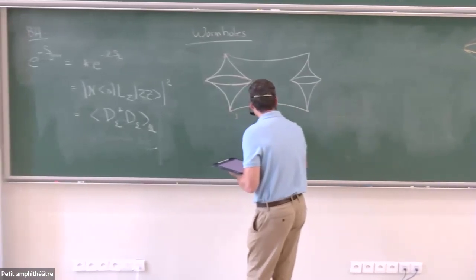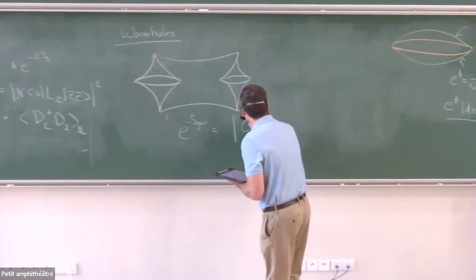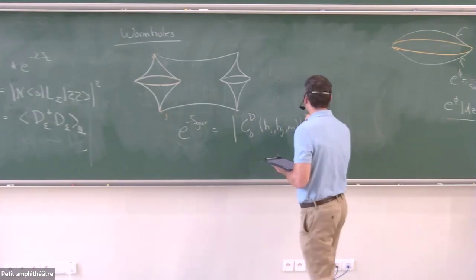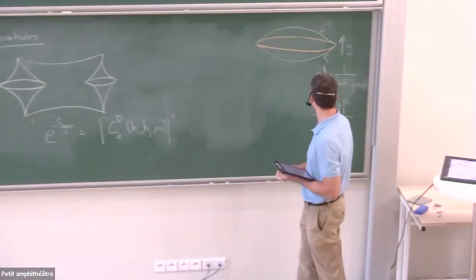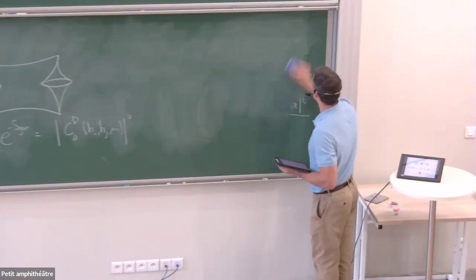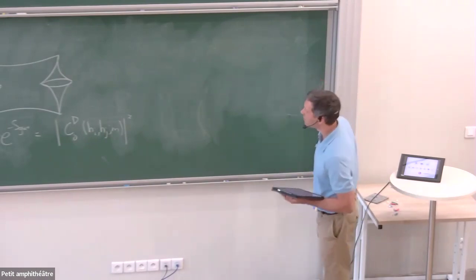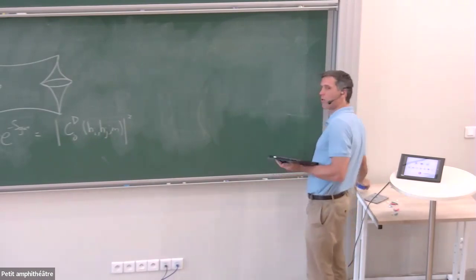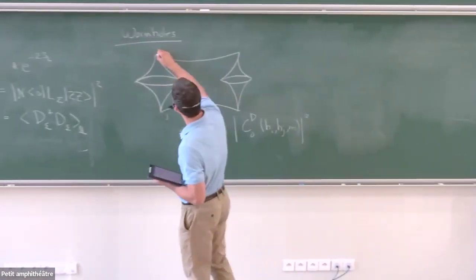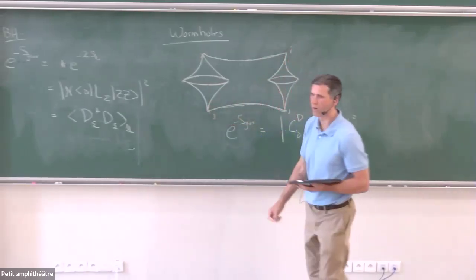And so e to the minus the gravitational action for this wormhole is C0 squared. That's calculating for you the variance of the ensemble. On the left and right, in this case, yes, these defects are going across. So it's the same on the left and right.